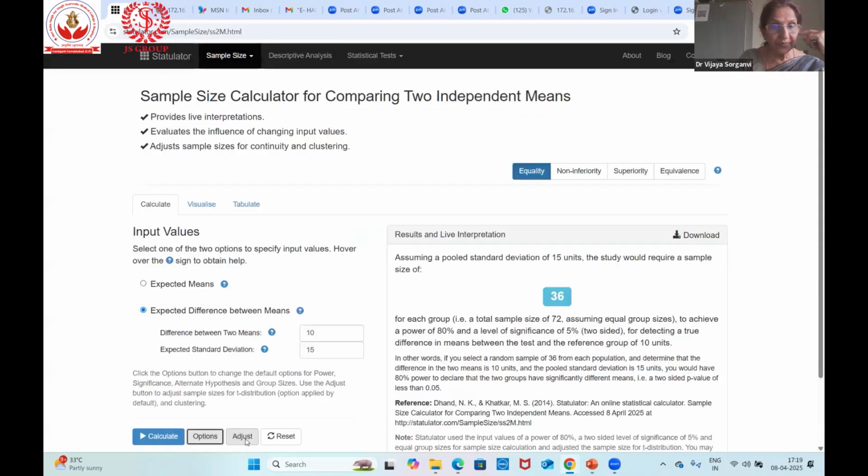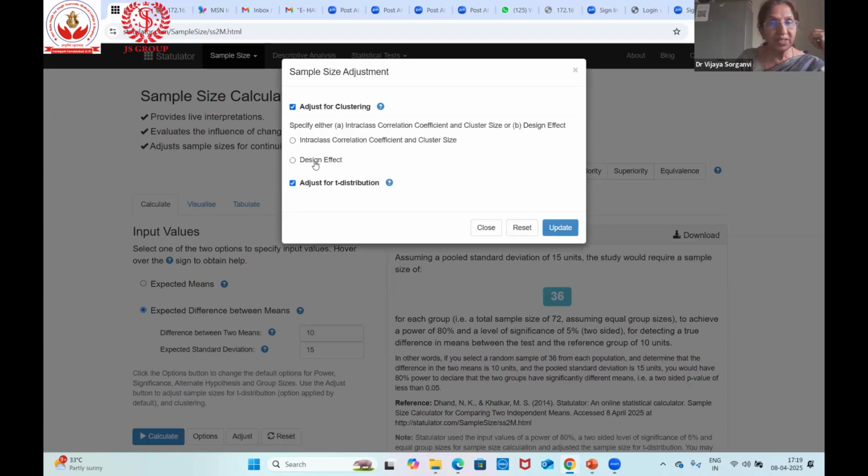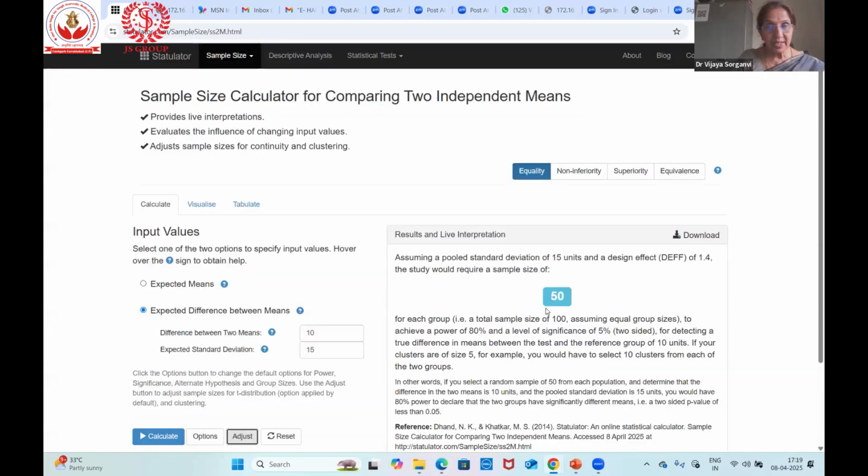In the adjust for clustering, if we know the sample size of each group, you can adjust for clustering. Okay, design effect we use there and we change it. We update, it has increased to 50. So individually 50 sizes we take per cluster, per group. Okay, so this is how we calculate using difference of means and difference of standard deviation.